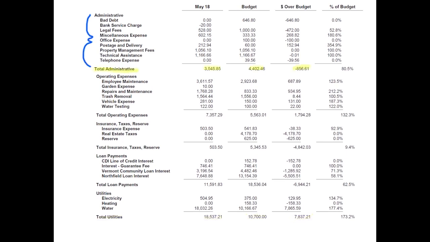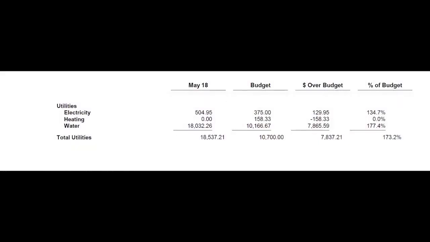You can see that the administrative expenses are under budget, operating is over budget, and utilities are way over budget by almost $8,000. Let's take a look at this category. The biggest culprit is clearly water. It appears that the co-op spent $18,000 in 1 month on water. Yikes.